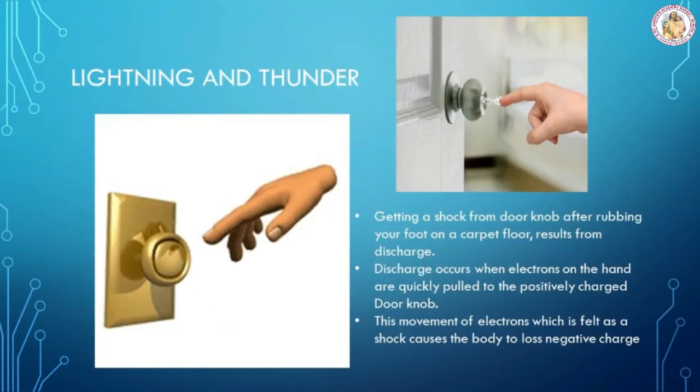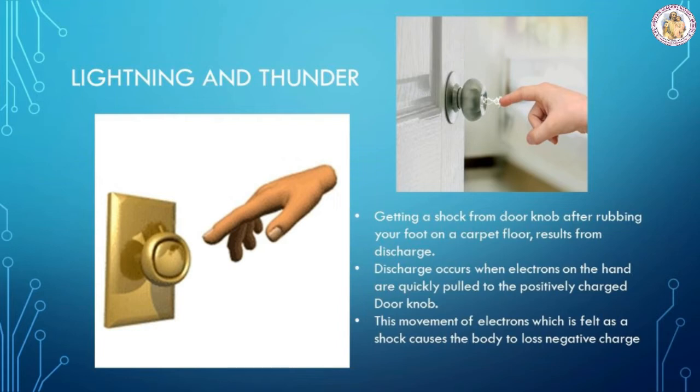Lightning and thunder. Lightning is produced by discharge of electricity. Come, let's understand the discharge of electricity from a simple activity. Rub your foot on a carpet floor and touch a doorknob. What do you feel? Do you feel the shock in your hand? Definitely. Why does this happen?